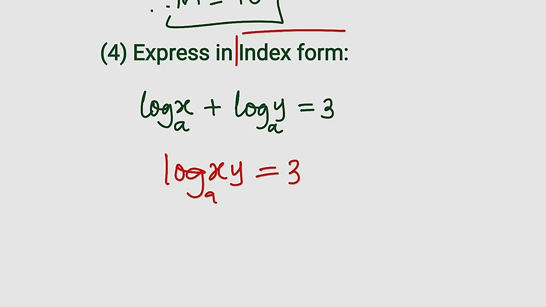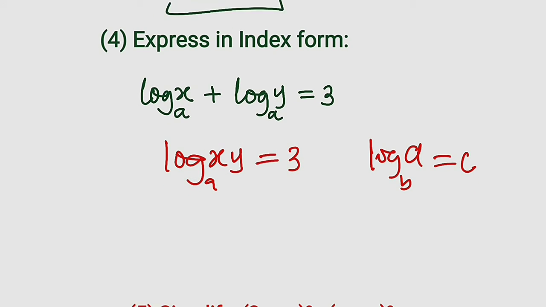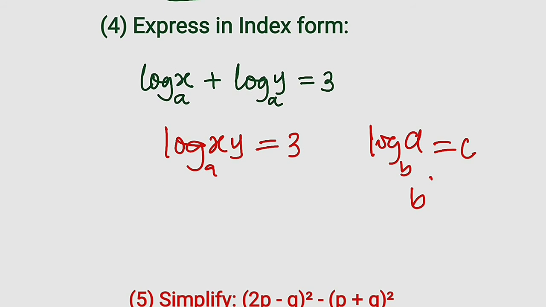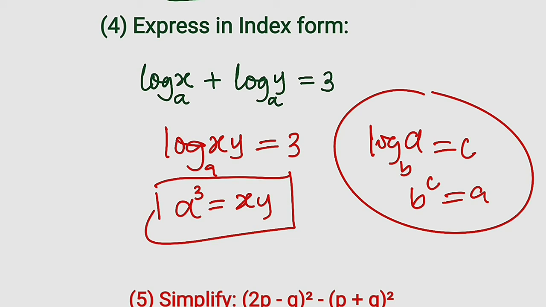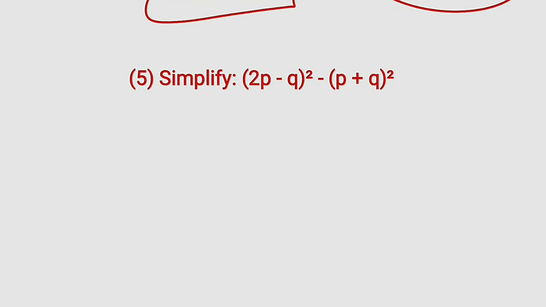But remember, we want to write it in an index form. So what is the relationship between logarithm and indices? If you have log of maybe a with the base of b, if this is equal to c, then the base b here to the power of c will give us a. This is the relationship between them, and hence we can say that a to the power of 3 is equal to xy, or you can say xy equal to a to the power of 3, all the same. And this is the solution to this problem. Let us move on to the last one for today.